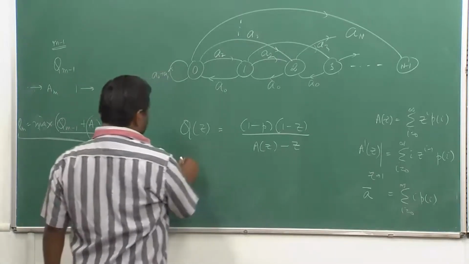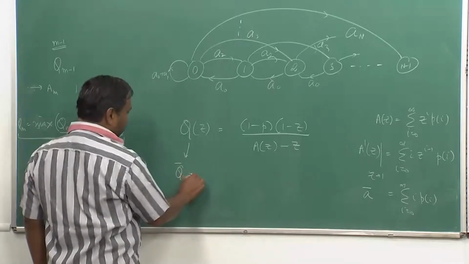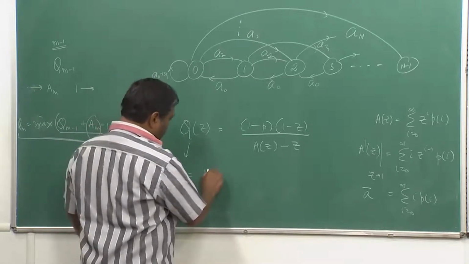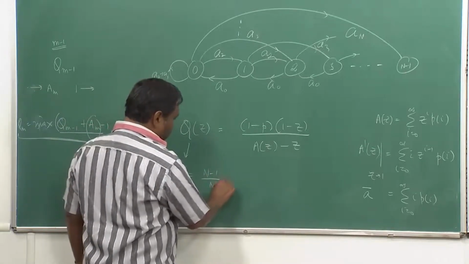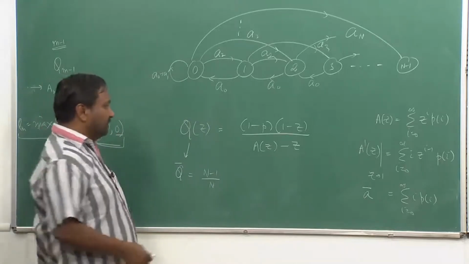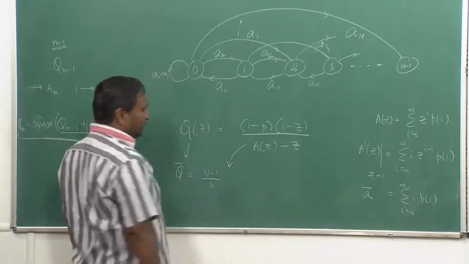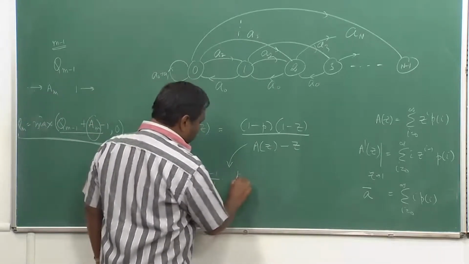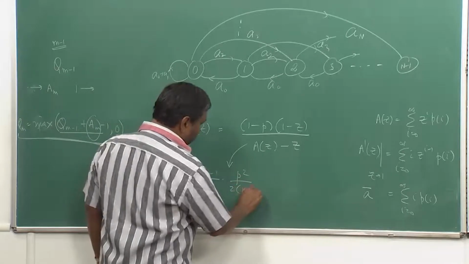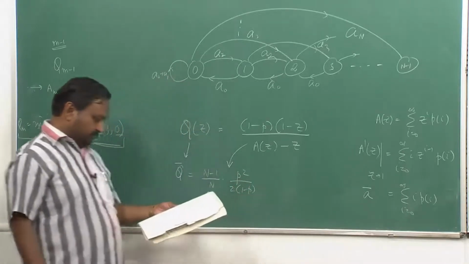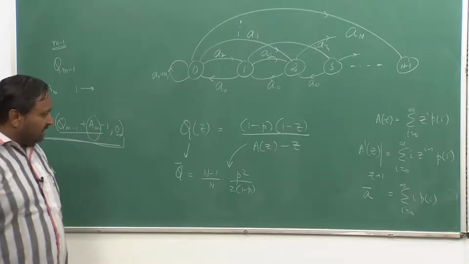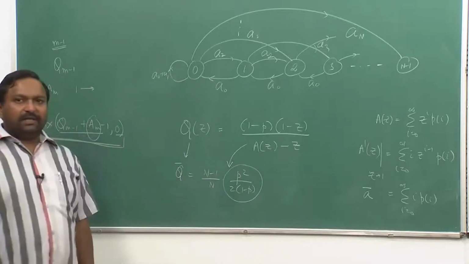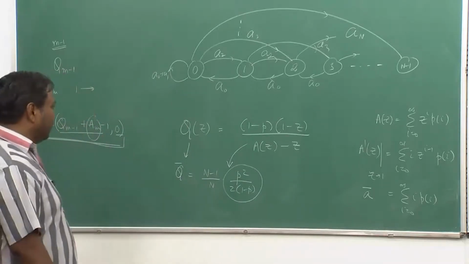Q. So if I find out Q bar, this will turn out to be (n minus 1 by n) times p square divided by 2 (1 minus p). This again I am using a direct result because this is there in all standard text on queuing theory. Now interestingly, this is an expression for the average queue length of an MD1 infinity queue.